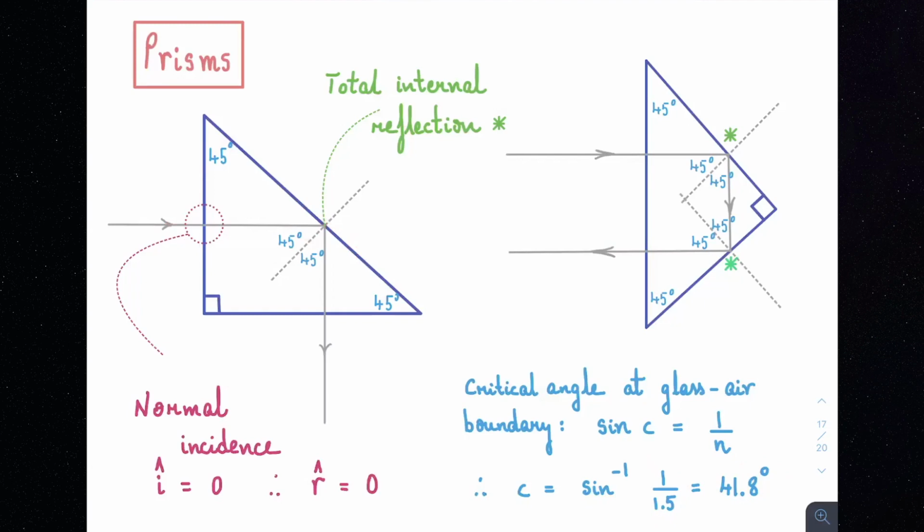The diagram on the right shows the prism oriented such that the light ray undergoes a deviation of 180 degrees. And this happens because total internal reflection occurs twice, at this point as well as here.